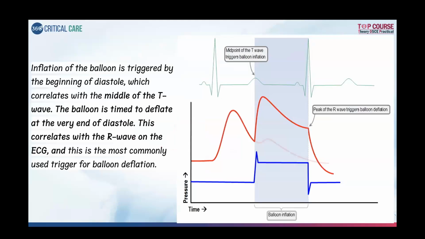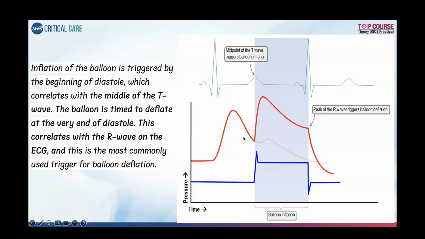What things can go wrong? Now, again, a little bit of physiology. As I said, usually the balloon gets inflated at the dicrotic notch, which corresponds to the middle of the T wave, as you can see if you plot the ECG, and the deflation happens at the middle of the QRS complex. That should be the ideal inflation and deflation phase. If inflation or deflation happens before or after, that's where the pathology arises.